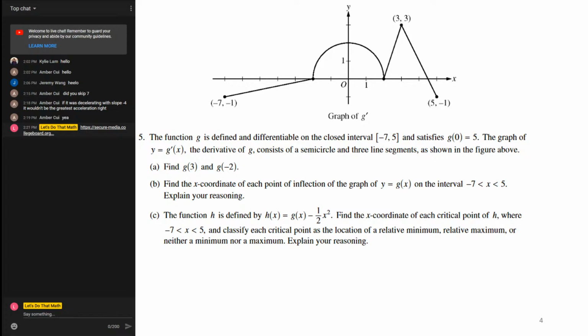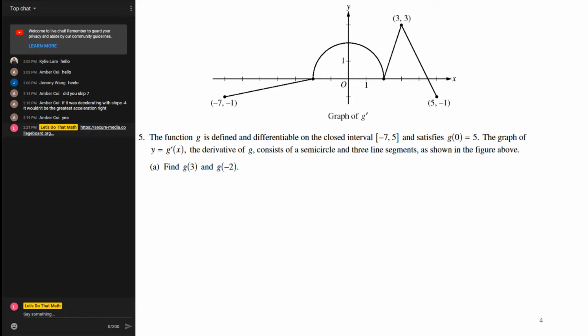Just do number 5. So number 5 says the function g is defined and differentiable on this closed interval and satisfies g of 0 is equal to 5. The graph of the first derivative of g is given, and it consists of a semicircle and 3 line segments as shown in the figure above. Find g of 3 and g of negative 2.